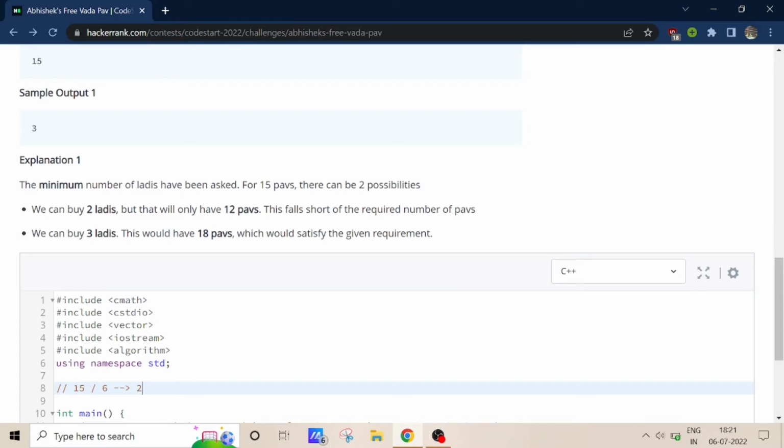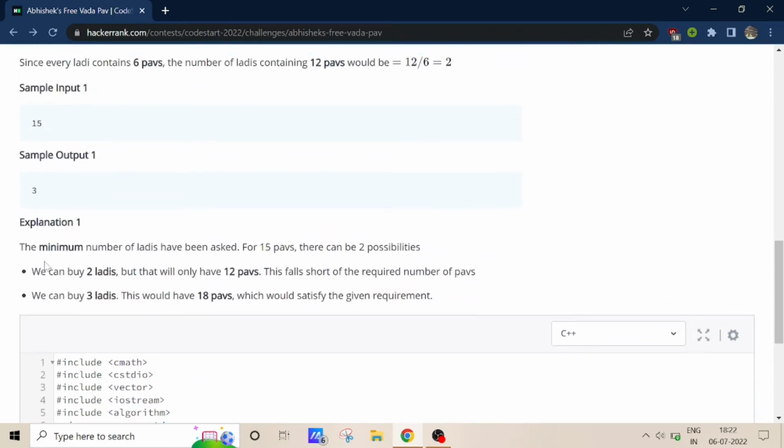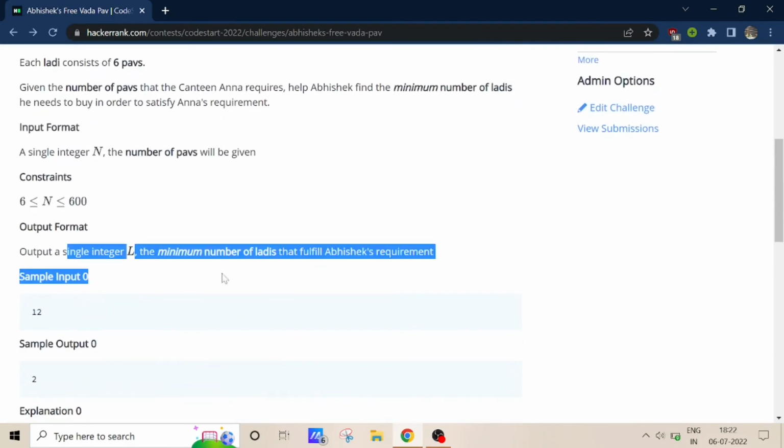So what we can do is we can find the next nearest number of ladis, right? We can bring 2 plus 1, which is 3 ladis. That would consist of 18 pavs, and that 18 pavs would be more than sufficient to fulfill the requirement of 15 pavs, and that would also be the minimum number of ladis that would fulfill the requirement. 4 ladis can also fulfill it, 5 ladis can also do it, but 3 would be the minimum such number of ladis. So that is what we need to find, L.